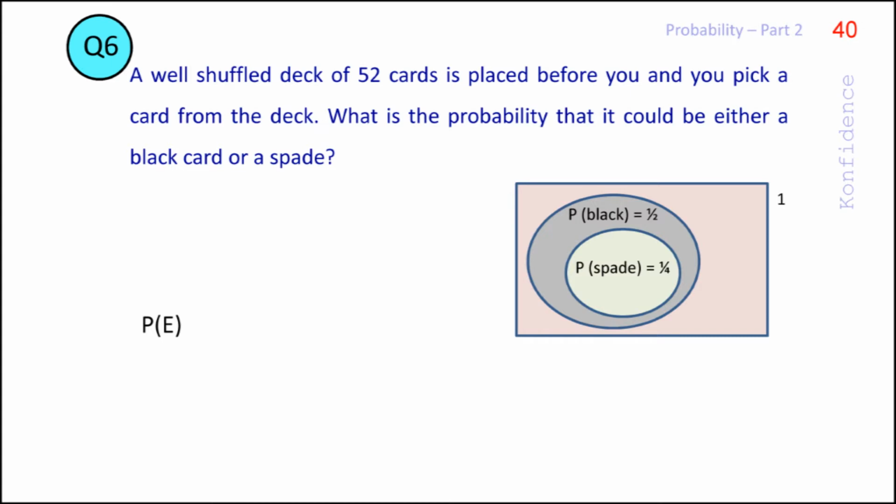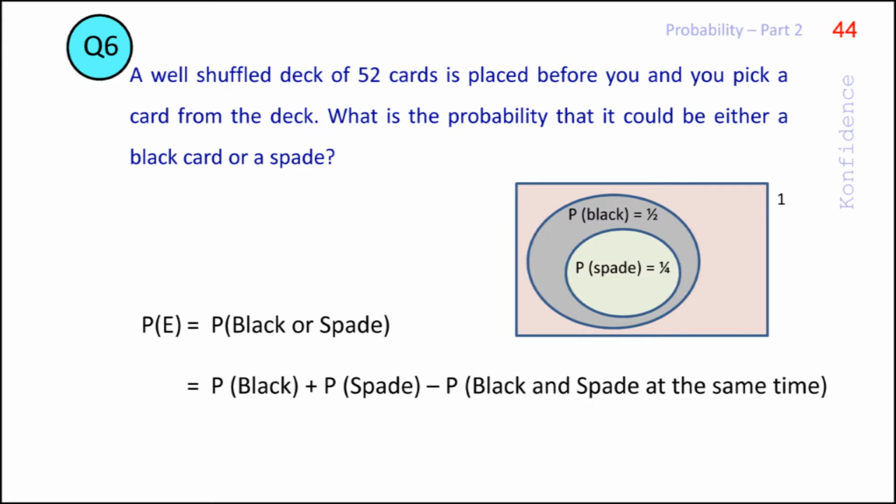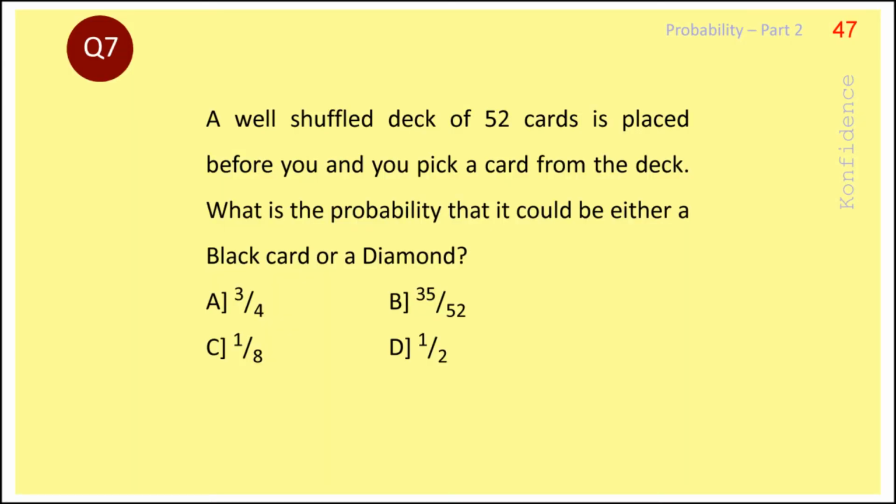In order that we don't make this mistake, what we can do is to add the individual areas and subtract the common area once to nullify the possible double counting. That is, probability of black or spade equals probability of black plus probability of spade minus probability of black and spade occurring at the same time. Thus, the probability will be 1 by 2 plus 1 by 4 minus 1 by 4, which is equal to 1 by 2. Now let us try another related question.